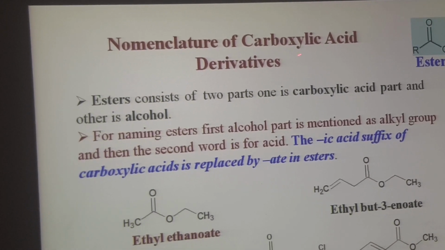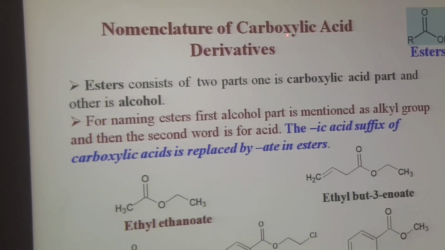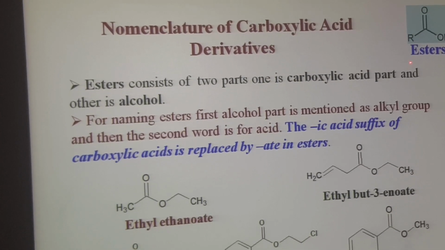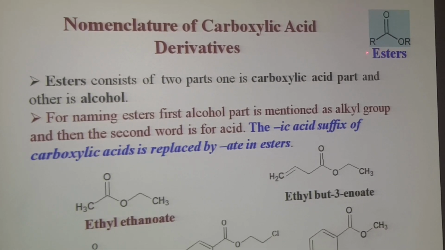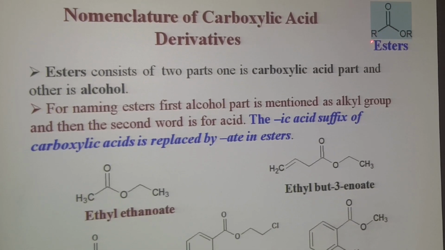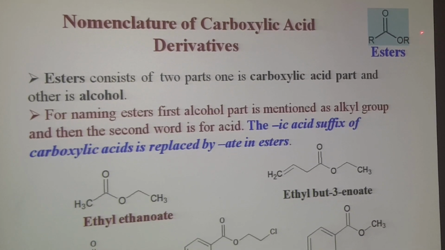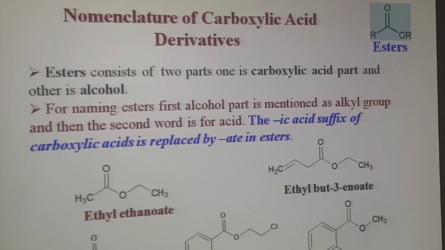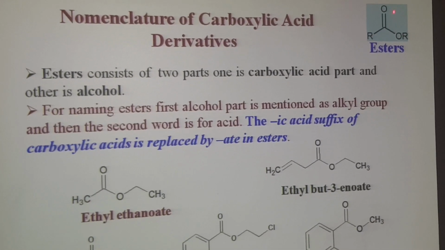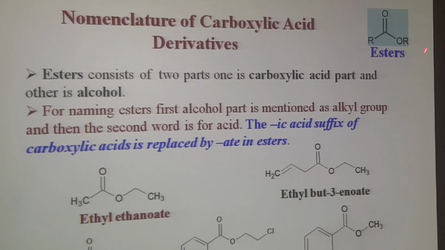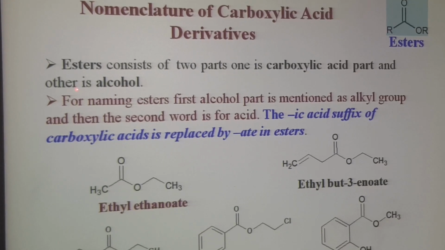So let's start with carboxylic acid derivatives. Nomenclature of derivatives of carboxylic acid will now be discussed one by one. First, we start with esters. Esters are organic compounds formed by condensation of a carboxylic acid with an alcohol along with the removal of one water molecule. It shows that an ester contains two parts: one is the carboxylic acid part and the other is the alcohol part.